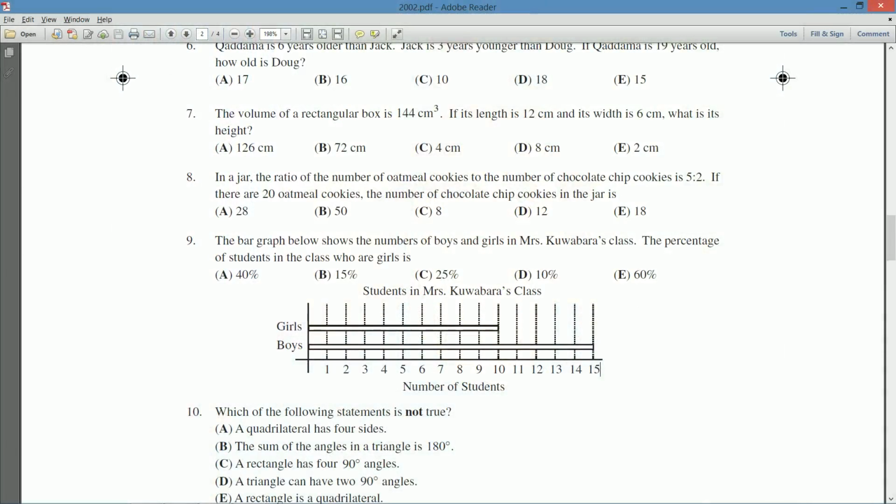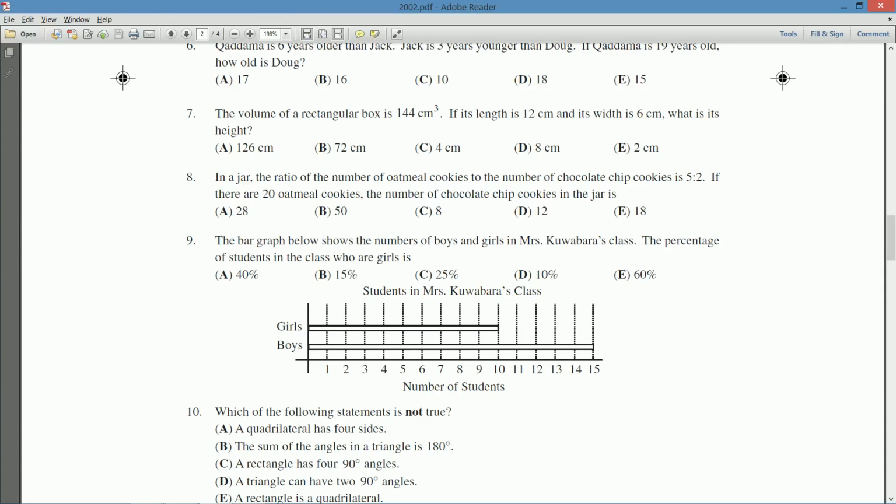So question number 9 says, the bar graph below shows the number of boys and girls in Mrs. Kuwabara's class. The percentage of students in the class who are girls is, okay, so we need to figure out a percentage. Now, we're not given students in percents here, we're given total numbers of students. So we need to remember, how do I figure out a percentage if I'm just given raw numbers? It's important to remember that a percentage is just a very special kind of fraction.